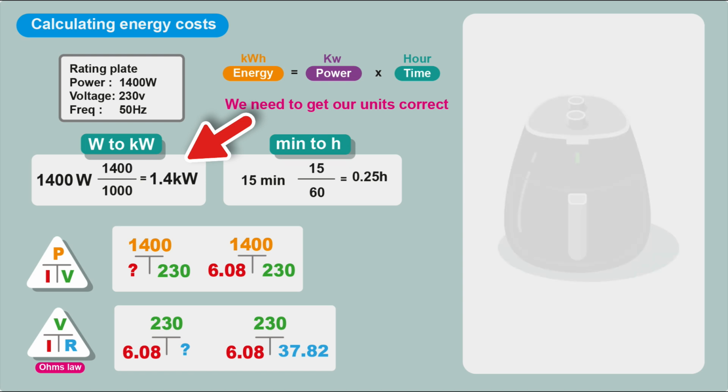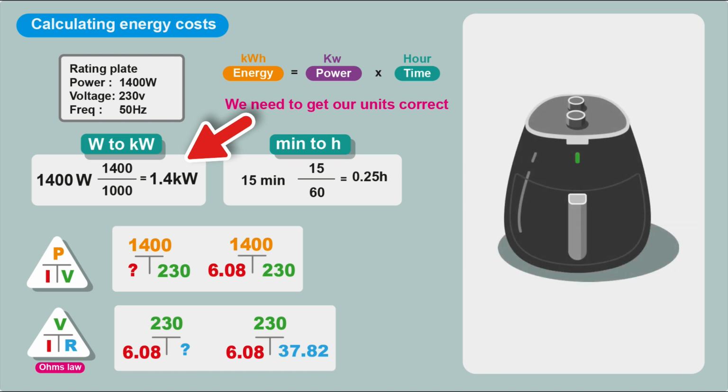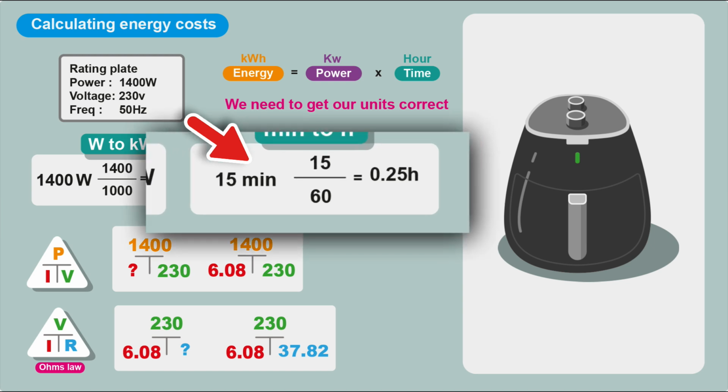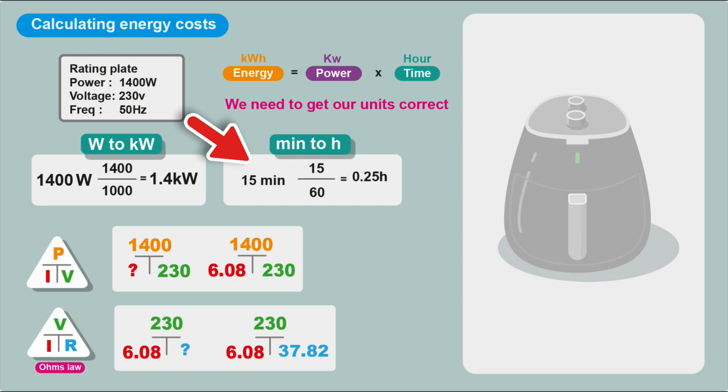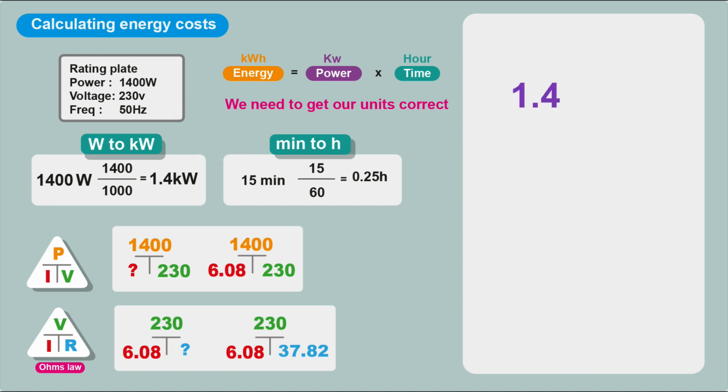Air fryers are often on just for a short period of time, might be on for 15 minutes. But we don't want the time value in minutes, it has to be in hours. So we would need to convert the 15 minutes into an hour. That's simple maths. You divide 15 by 60 and that'll give you 0.25 of an hour. And then we can times 1.4 by 0.25 and that'll give us 0.35 kilowatt hours.